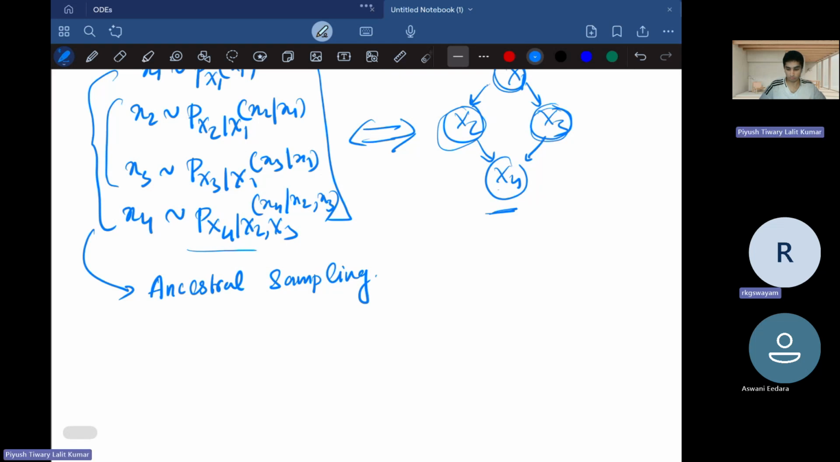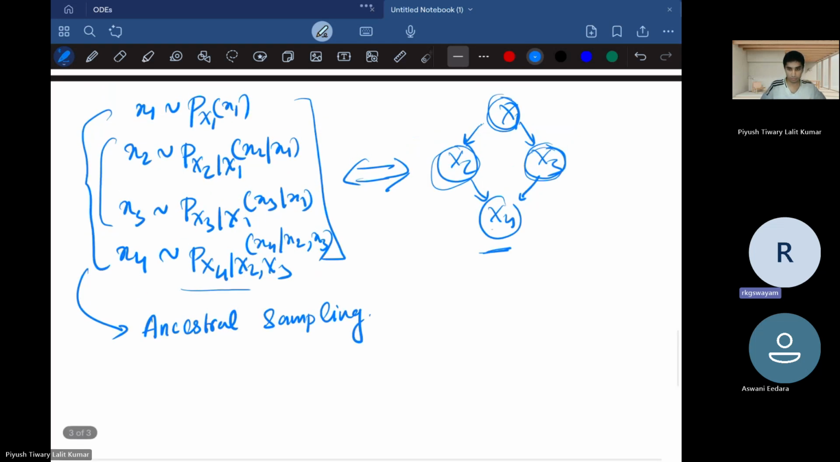I have a query here. Do we allow cycles in the PGM? No. If you have cycles in a PGM, there is no concept of ancestor, because you will end up with a contradiction. You start with one node, and if there exists a cycle that allows you to come back to the same node, then a particular node is the ancestor of itself, which is moot. That's why we don't allow cycles in the PGM.